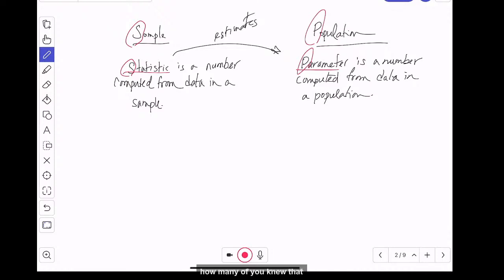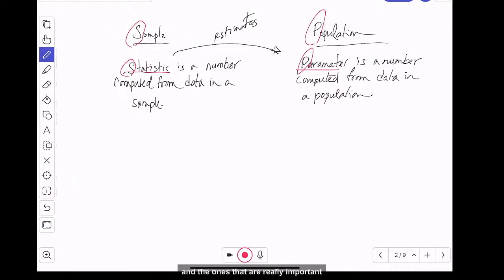How many of you knew that? I think you say muestra in Spanish, and I think you still say población. Parameter is probably something like parámetro, and a statistic is estadística.